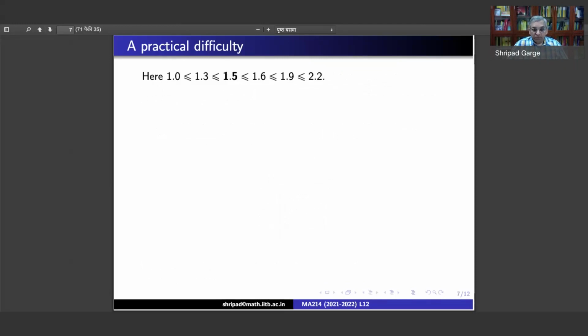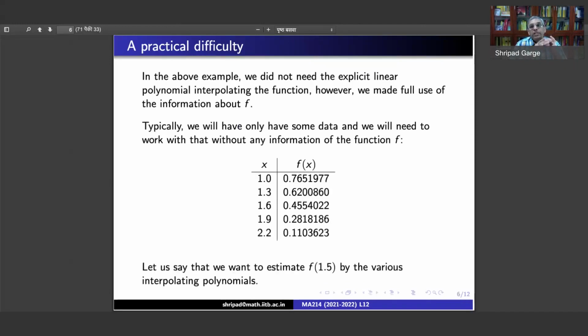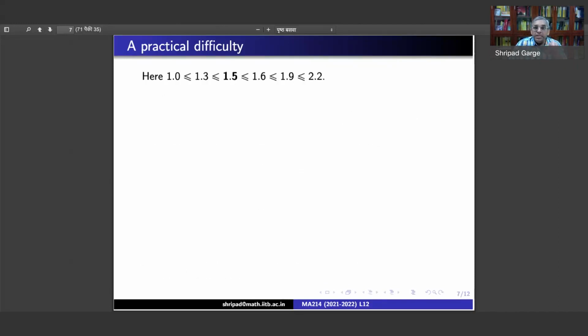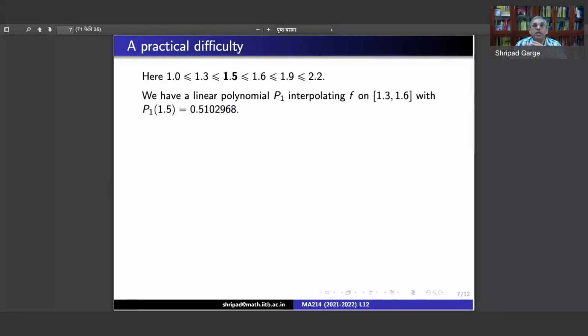So first of all, we see that the nodes were 1, 1.3, 1.6, 1.9 and 2.2. So the step size here is 0.3. And we find that 1.5 is lying between these two nodes, 1.3 and 1.6. These are the two successive nodes which contain our point 1.5. So if I were to take a linear polynomial which is interpolating this given data and I want to compute its value at 1.5, then it is sensible to take the linear polynomial for the nodes 1.3 and 1.6 because 1.5 is between them. So we take this linear polynomial P1, which interpolates our function on the interval 1.3 to 1.6, and the value at 1.5 of this polynomial, which I leave for you to check, is 0.510298. That's the value.